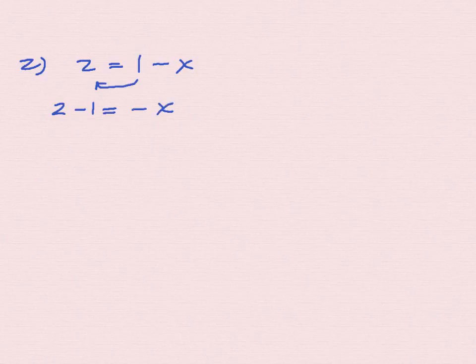Now, not all questions are like that, but they're very similar. Let me give you another one. 2 is equal to 1 minus x. Now, in this question, there's two ways to go about it. I'm going to move the 1 to the left and change it to a minus 1. So 2 take away 1 is going to equal negative x. Simplify that down, I'm going to get a 1 equals a minus x.